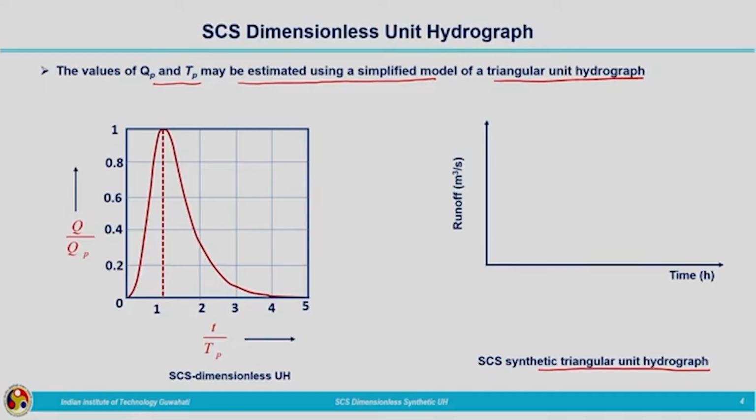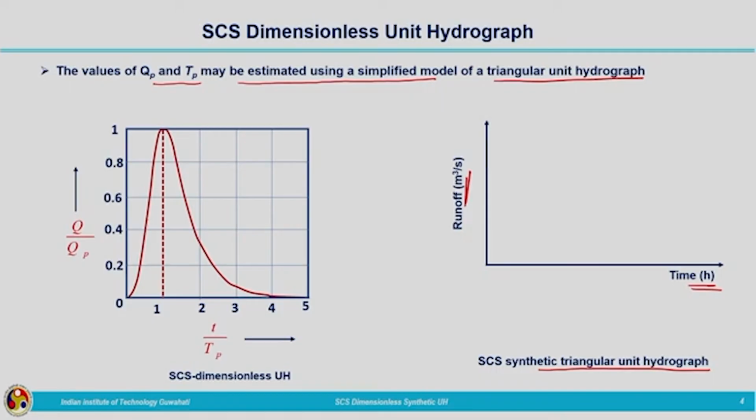Here we are plotting the runoff or stream flow in meter cube per second along the y-axis and time along the x-axis. In the SCS dimensionless unit hydrograph, we had the dimensionless discharge along the y-axis and dimensionless time along the x-axis.